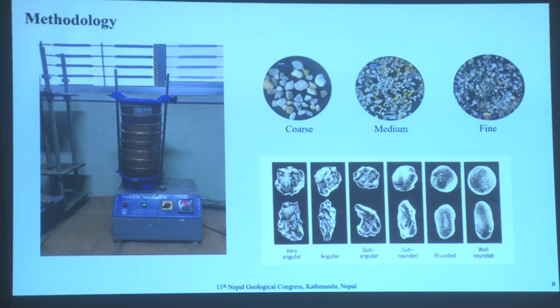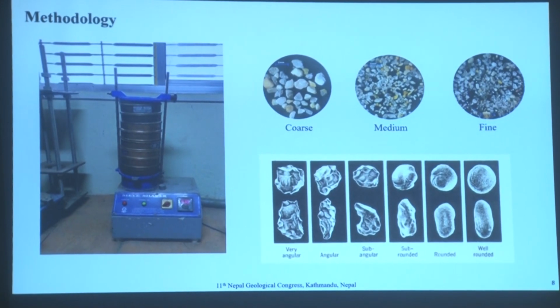This is the method applied. First, the sample is collected from different banks of the Karnali River, and then it was dried and dry sieved. After the sieving process, the samples were analyzed through a binocular microscope. Different size grades, coarse, medium, and fine sand, were analyzed for roundness and sphericity.